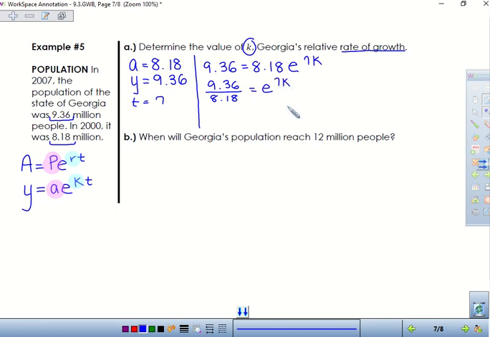And now we're in a situation where we have e to some power is equal to some number, but e has an exponent that has a variable in it. So immediately when we see that we have e with a variable as an exponent, what do we got to do?